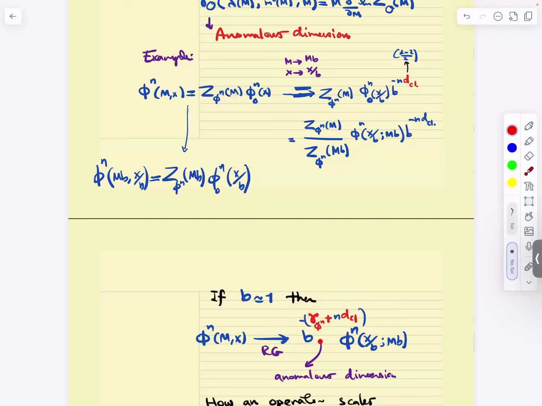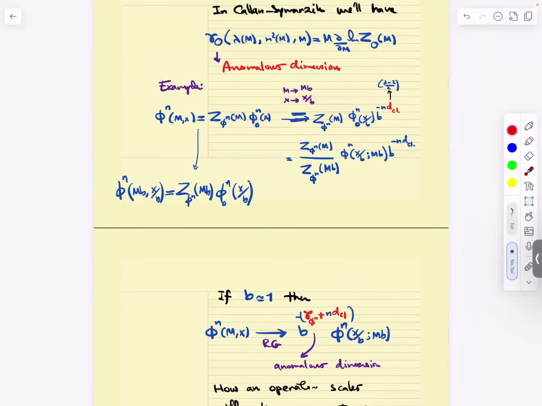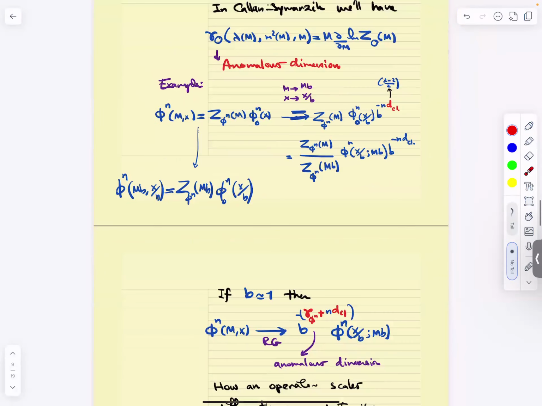This is the anomalous dimension. And if you want to know what the anomalous dimension is, it's literally this expression. It comes from the variation of this term with respect to b. When you vary this with respect to b, there's one term coming from here, and then there's another term from here.